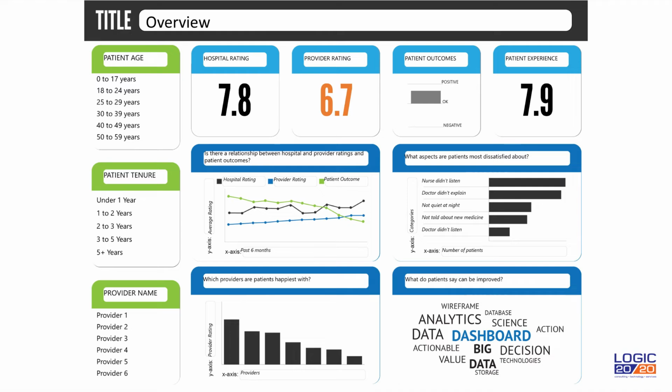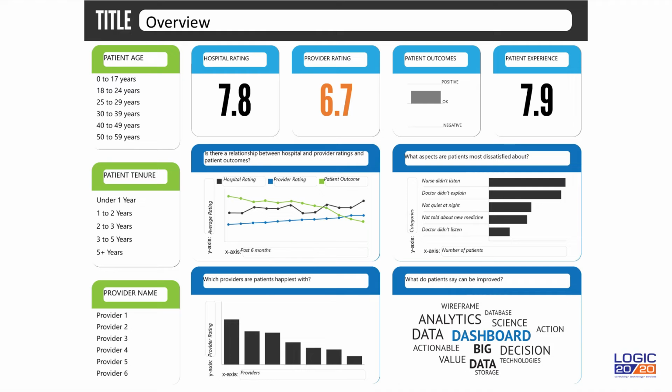However, the provider rating, the providers within our hospital are below our threshold of, imagine it's 7.0, and that's why that 6.7 is orange. So that's already flagging the COO saying, look, we've got a problem. This is something we need to focus on. The patient outcomes are largely positive, so we're looking good, and also the patient experience is pretty good. Now we get down to the nuts and bolts of it here.